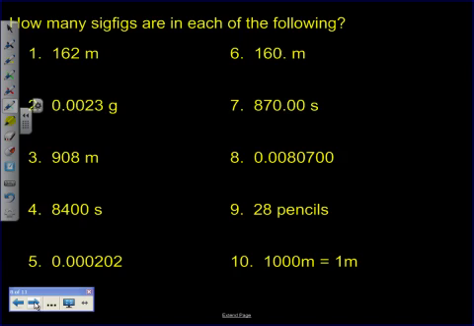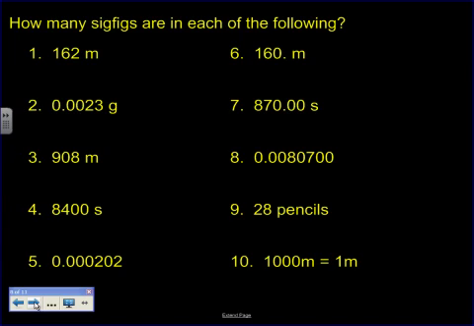We're going to run through a few examples here just to make sure that you know what's going on. I'll try to explain these as best I can. Everything in number 1 is all non-zeros, so 3 sig figs. Number 2, those are leading zeros. Cancel them out, they don't matter.